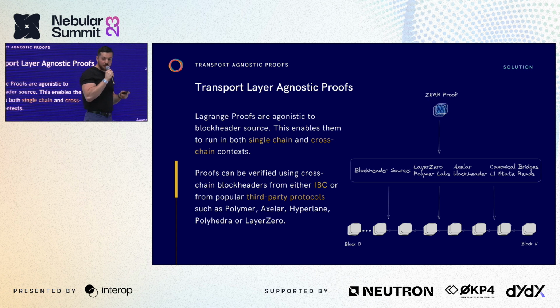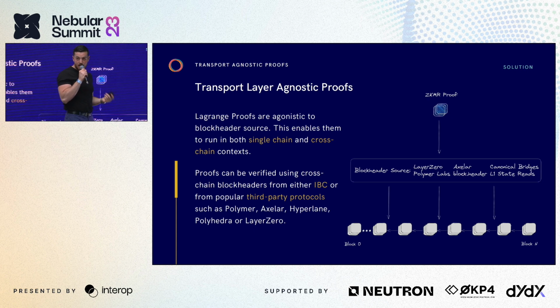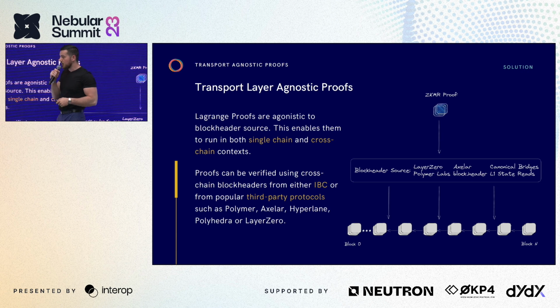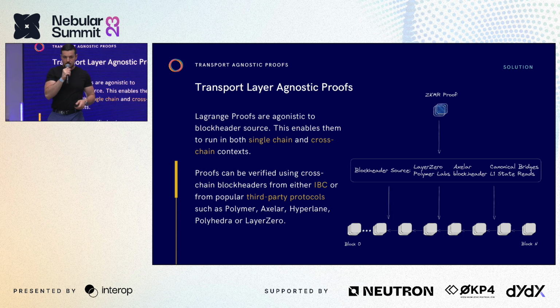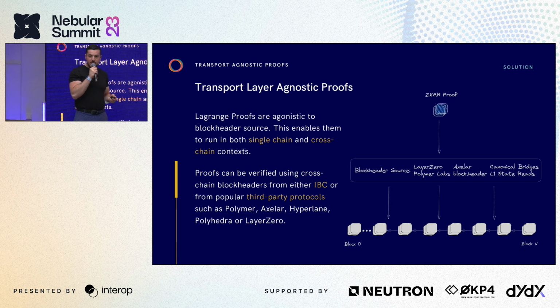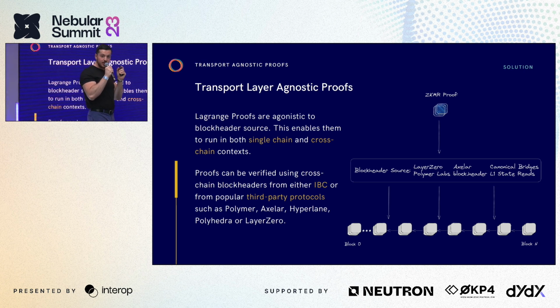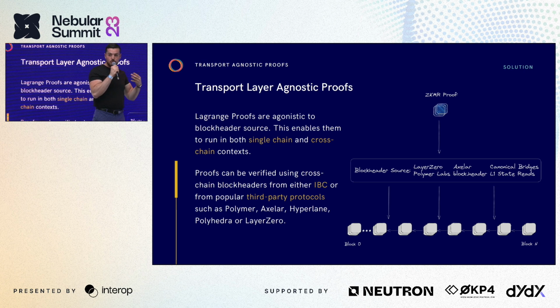So these proofs, as I mentioned, are transport layer agnostic. If you want to use IBC or a third-party protocol, maybe an Axelar, a Hyperlane, a Polyhedra, Layer 0, we're unopinionated on that. If you trust it with your application as a developer, that's great. These proofs can be verified with respect to that predefined point of security, which means you can take that block header, you can take that assertion of state, and you can now do more with it.